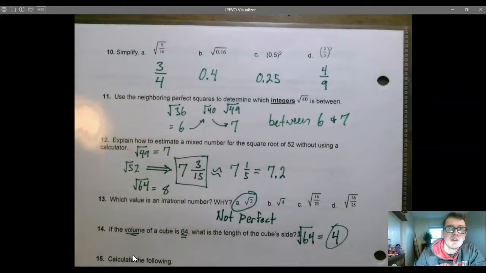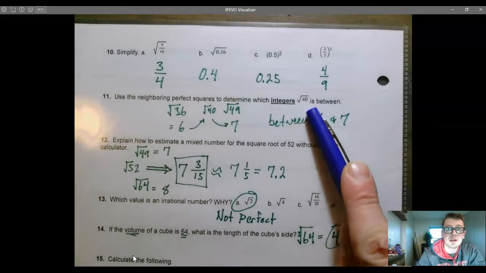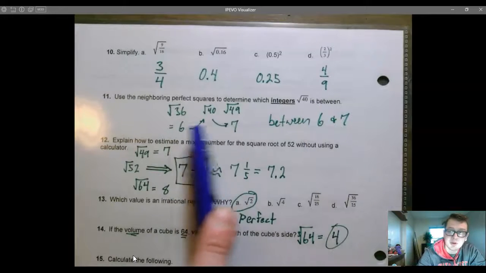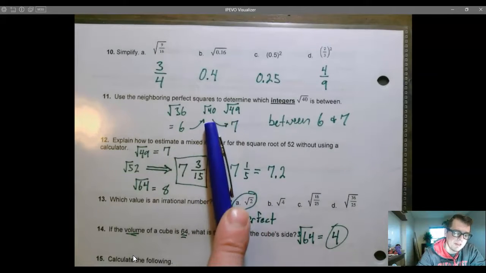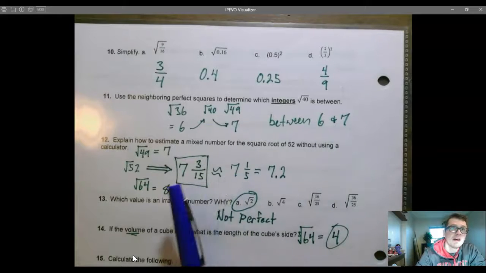So our neighboring perfect square method is to say that radical 40 is an irrational number, right? It is not a perfect square, so we know it's going to fall between two perfect squares that neighbor it. So 36 and 49 are both perfect squares that we know. So 40 is in between them. So that question we just asked you for what is it in between.